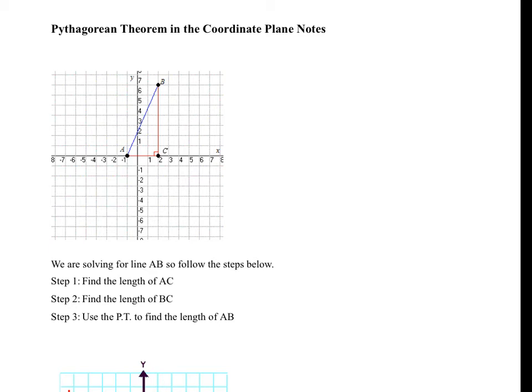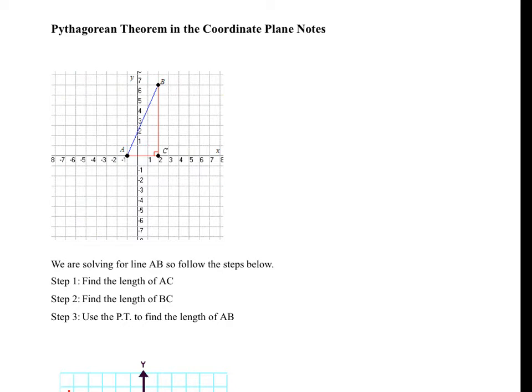Hi class, today we're going to be working on the Pythagorean theorem in the coordinate plane. So all this is looking at a right triangle in the coordinate plane and being able to determine what the length of the hypotenuse is, essentially. So if we follow these simple directions, this will be pretty easy.